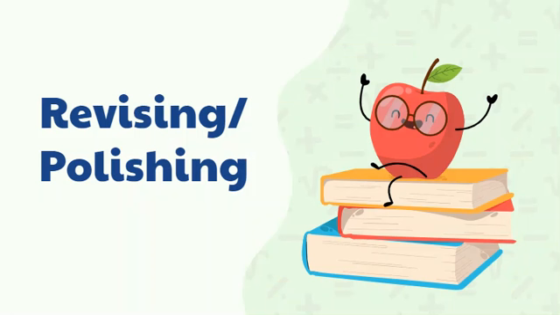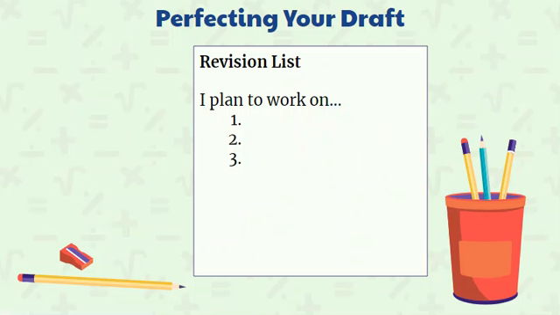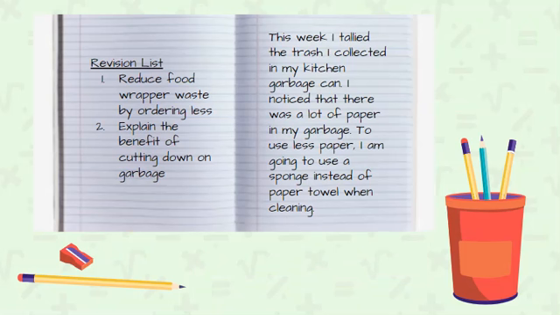After students have received feedback or have looked over their writing themselves, give them time to polish their pieces. Revision lists encourage students to focus on a few items to work on. These lists can be added to their composition notebooks or placed on sticky notes or note cards. You can model this process too. For example, the students might encourage me to reduce food wrappers by ordering less. They might also encourage me to explain why reducing garbage is a good idea.